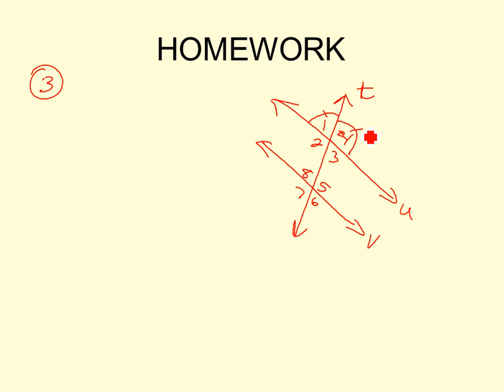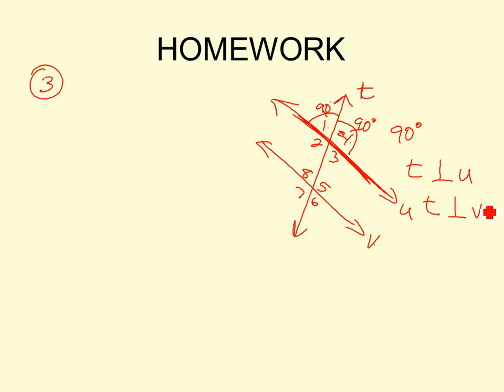Well, the only way that works, if those two angles are congruent to each other, we also know that together they are a linear pair, so they have to add up to 180. The only thing that works there is if they are both 90 degrees. So we know that this angle is 90 degrees, and this angle is 90 degrees. If that's the case, then we know that T has to be perpendicular to line U, and T is perpendicular to line V.